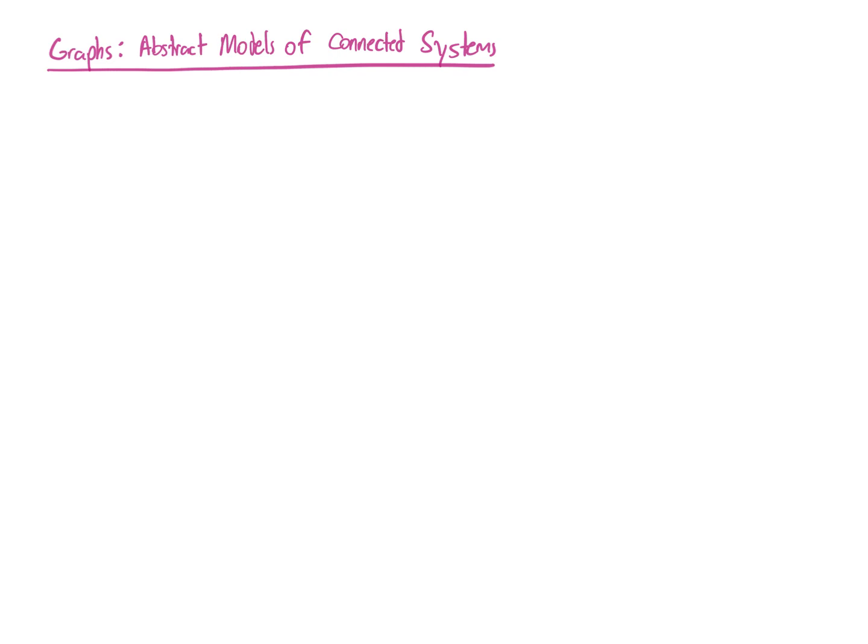So what is a graph? A graph is an abstract model of a connected system. It's kind of the simplest mathematical distillation of the idea of connection, stuff being connected to other stuff. If you want to get the simplest possible representation of the idea of stuff being connected to other stuff, you want a graph. So we care about stuff that's connected to other stuff in a lot of different settings.